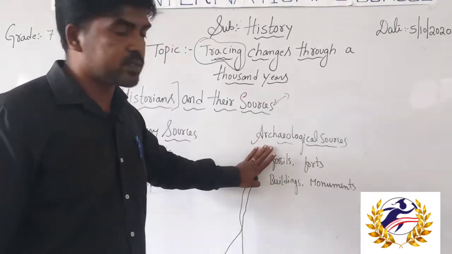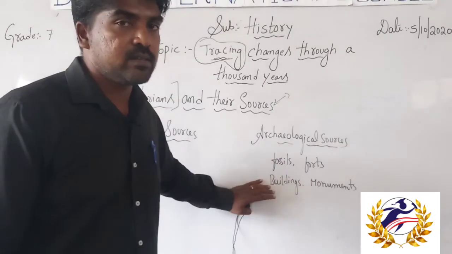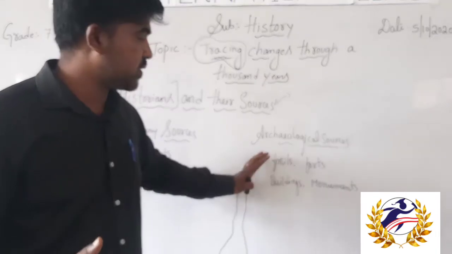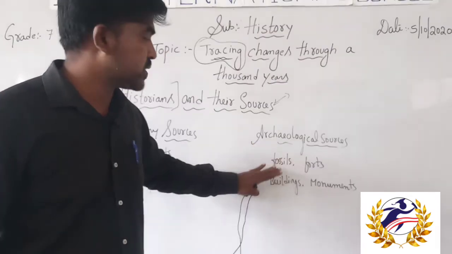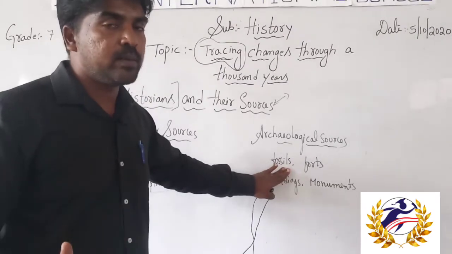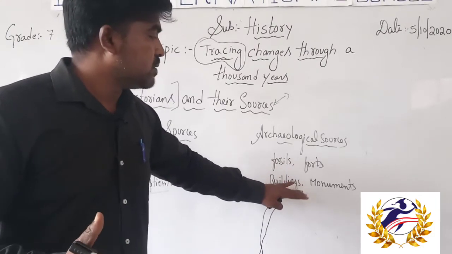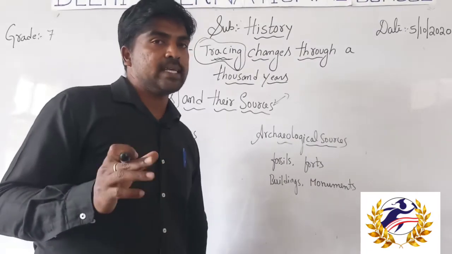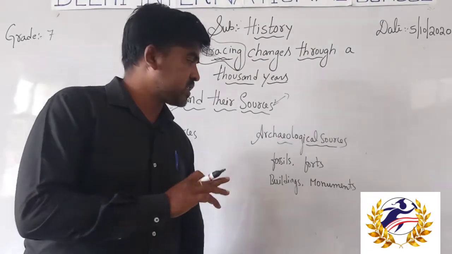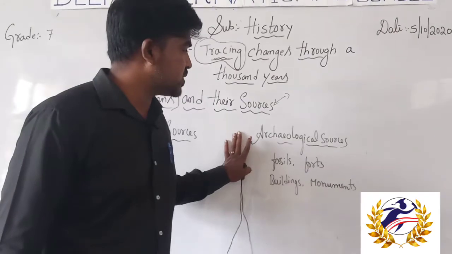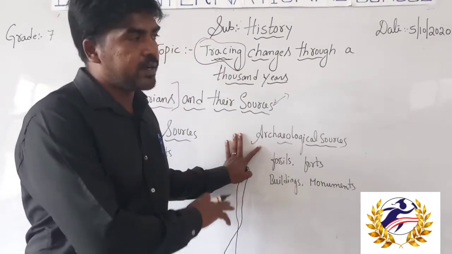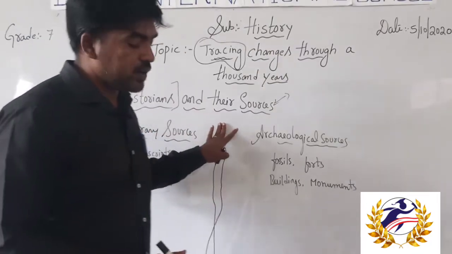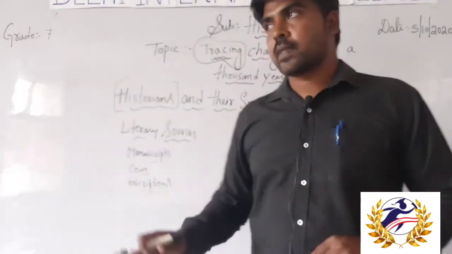And archaeological sources are like buildings, palaces, forts, old temples. These all come under archaeological sources. The fossils, the bones and monuments, like I told you, palaces, any such old buildings, we call archaeological sources. With the help of these literary sources and archaeological sources, the historians record the history.